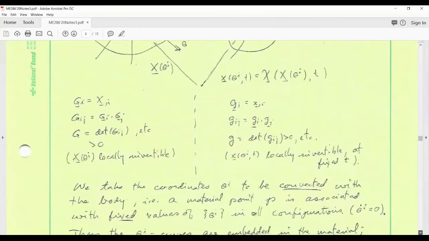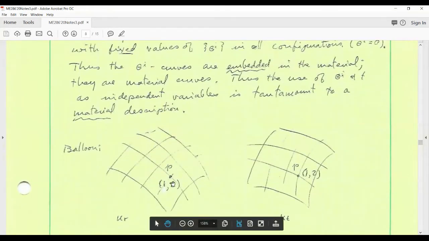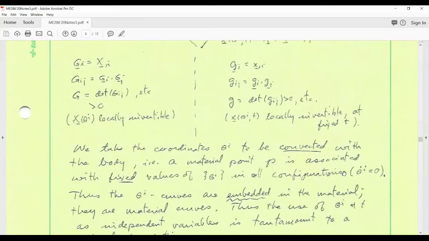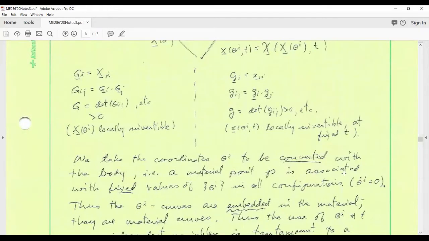You imagine, for example, here at the bottom of the page, painting a coordinate grid on the balloon and labeling a point with its coordinates, say 1, 2 in the coordinate system. That material point carries the same label 1, 2 throughout its motion. So the coordinate labels associated with a given material point never change. This is what I mean by a convected coordinate system. So isolating attention on a particular material point is the same as focusing attention on a fixed set of coordinates, theta 1, theta 2, theta 3. So these coordinates stretch and rotate with the material as it deforms.